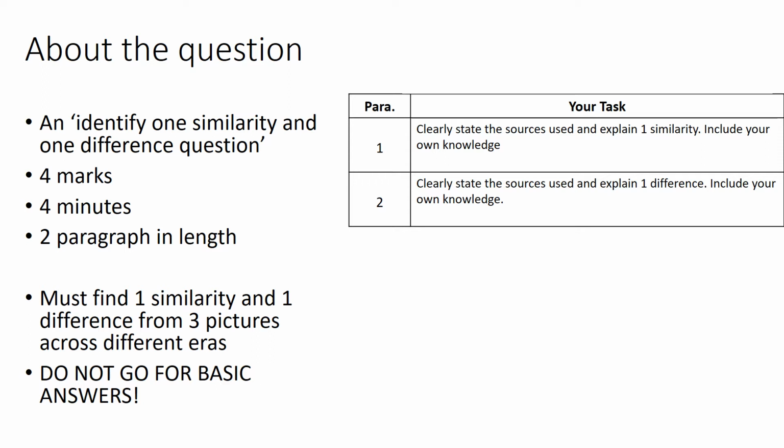So you must find one similarity and one difference from 3 pictures across 3 different eras. But do not go for basic answers. Make sure you're including some real historical knowledge that proves your skills as a historian. So the structure for this one is very simple. You need to just clearly state the sources, so you must refer to sources A, B, or C, and explain one similarity, and include your own knowledge, and then exactly the same again on a new line for the difference.